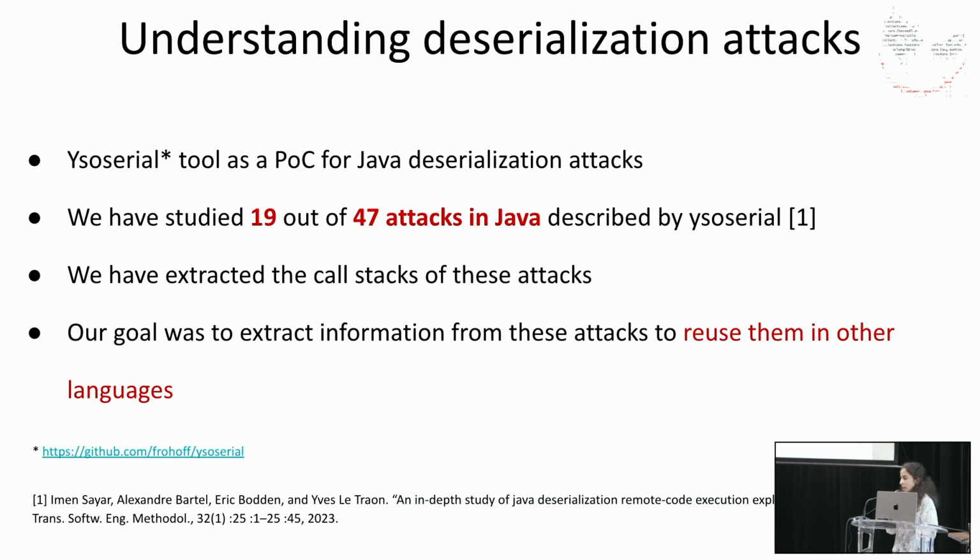To study deserialization attacks in depth, we were using a tool called YSOSerial. It's a very nice tool, which gives a proof of concept for 47 deserialization attacks in Java, and we were studying 19 of these attacks. Our goal is to understand how these attacks happen and to extract a maximum of information, to see if we can reuse these concepts to do attacks in other languages and to prevent these attacks.